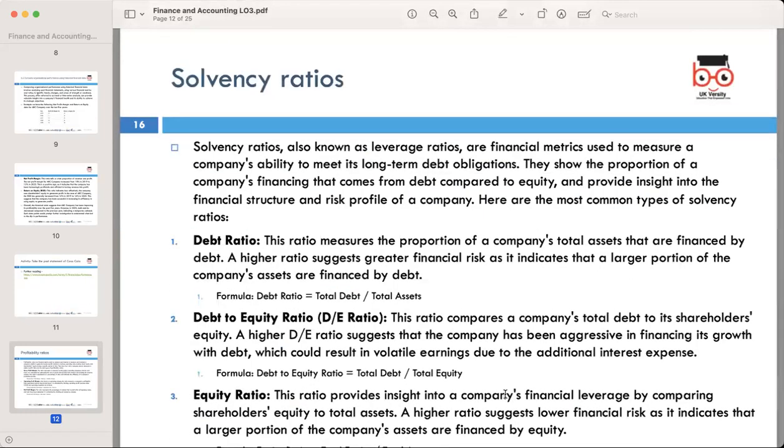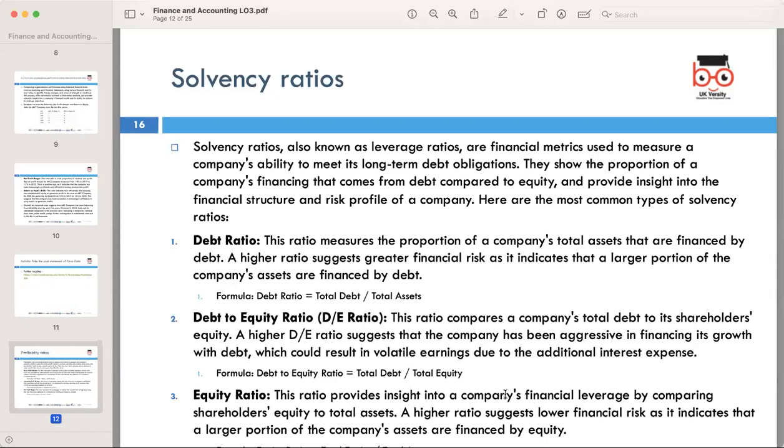Next is solvency ratio. Solvency ratios are financial metrics used to measure the company's ability to meet its long-term debt obligations. These ratios give us valuable insight into a company's financial structure and risk profile by showing us the proportion of its financing that comes from debt compared to equity.